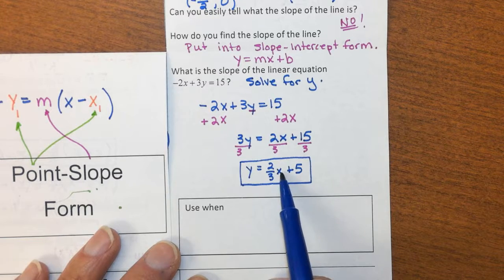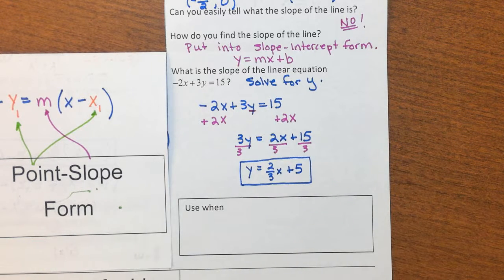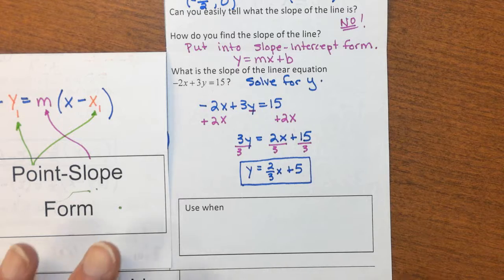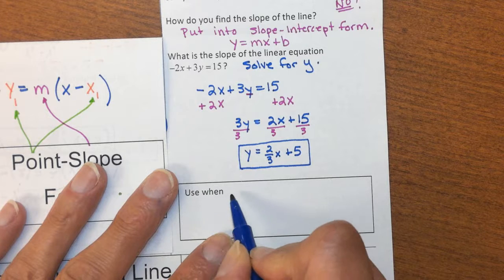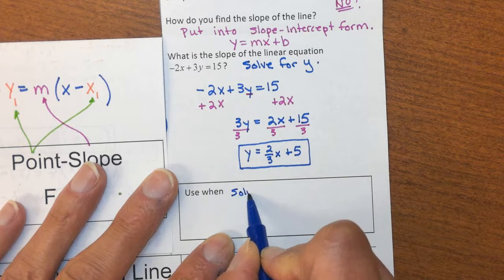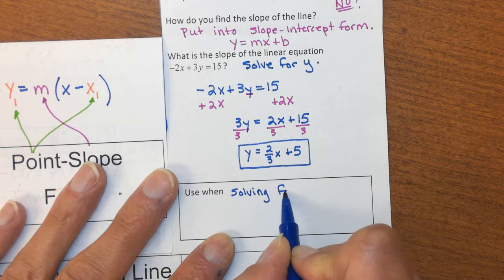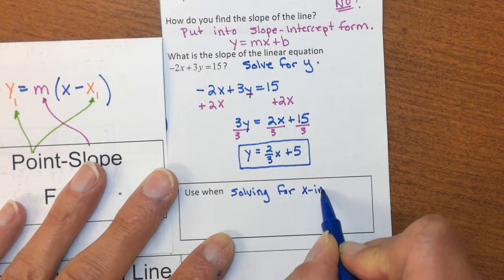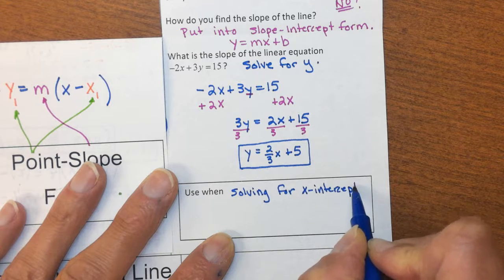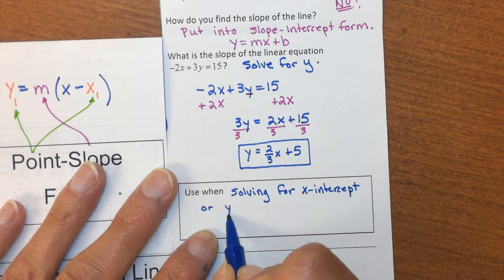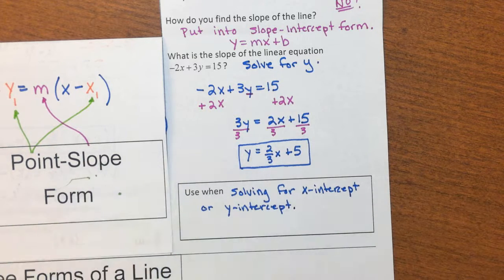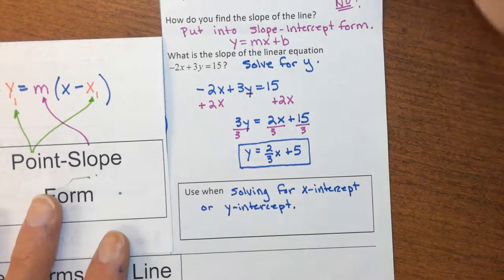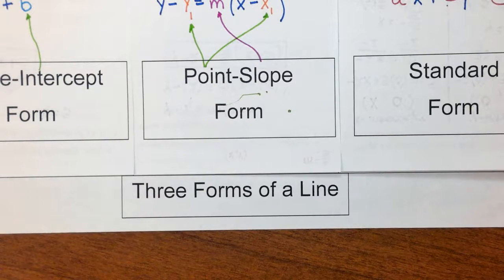So this equation and this equation are the same line. So when would you use standard form? Well, it's helpful just to keep it in the standard form when you're solving for your x-intercept or your y-intercept. It's really not very useful for anything else. So that completes your trifold of the 3 forms of a line.